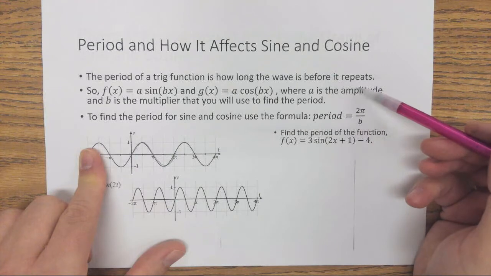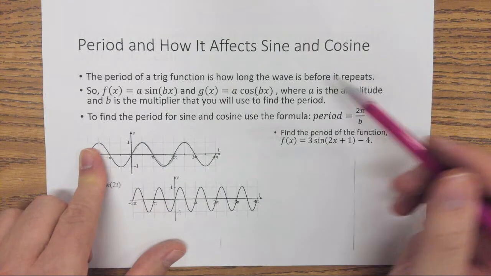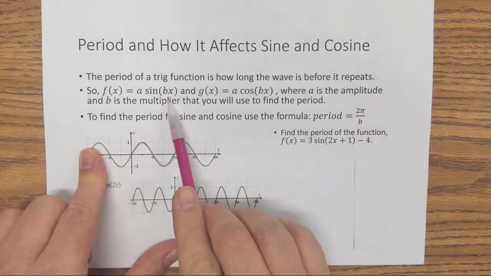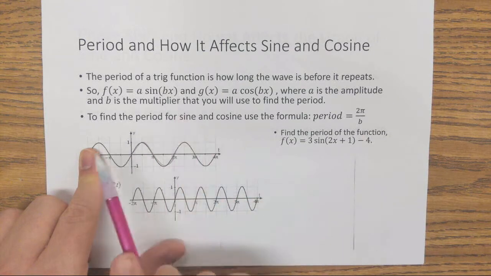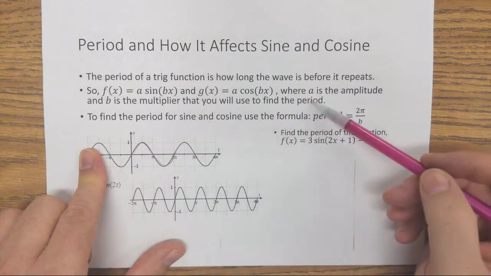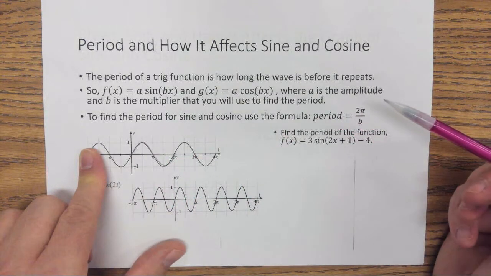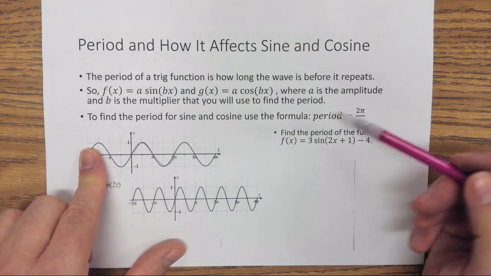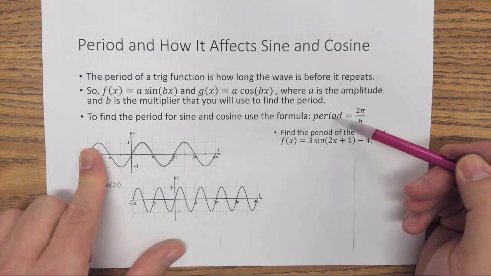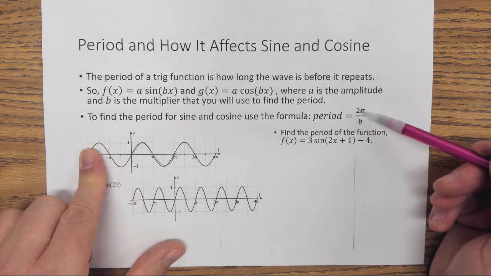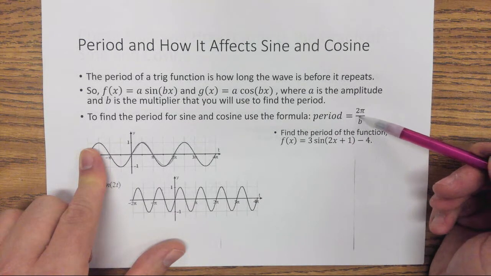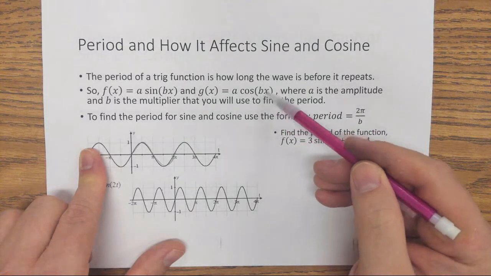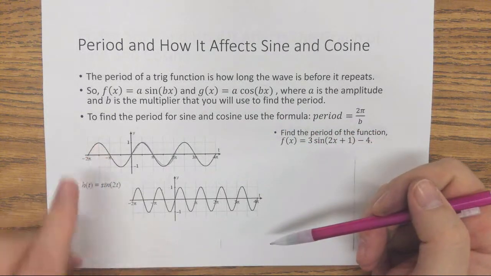I know that A is the amplitude, we just talked about that, and B is the multiplier, the number that's multiplied by x, that you will use to find the period. And there's a little formula that you can use for sine and cosine. You can use the formula that the period is equal to 2 pi over b, and that b is just this value right here.